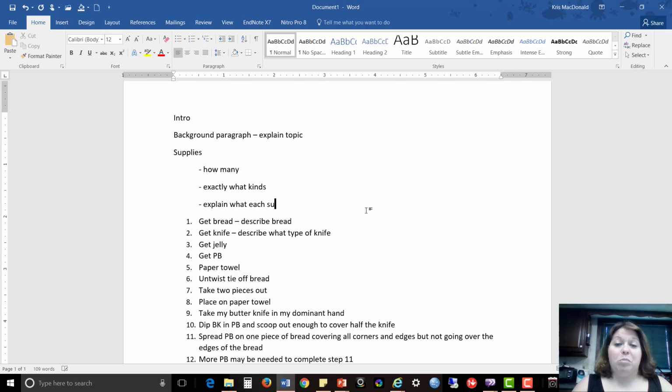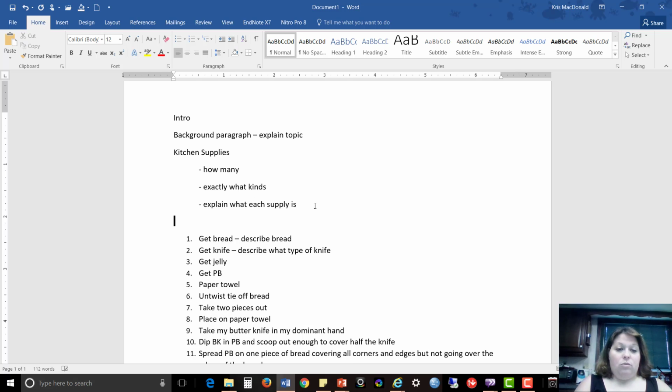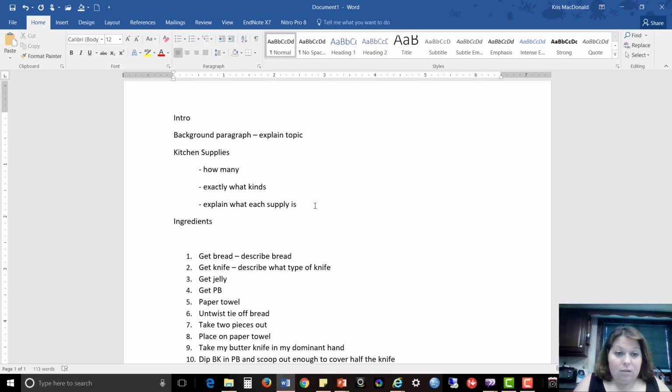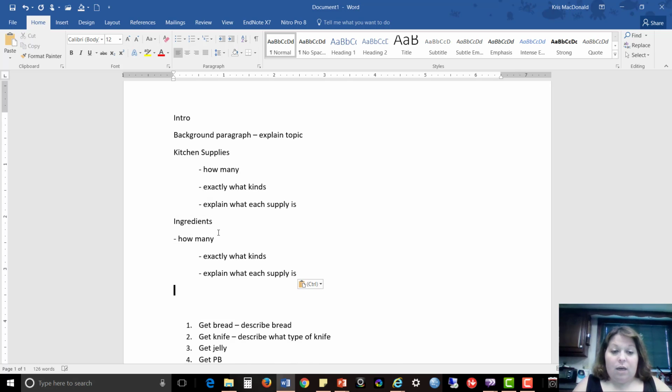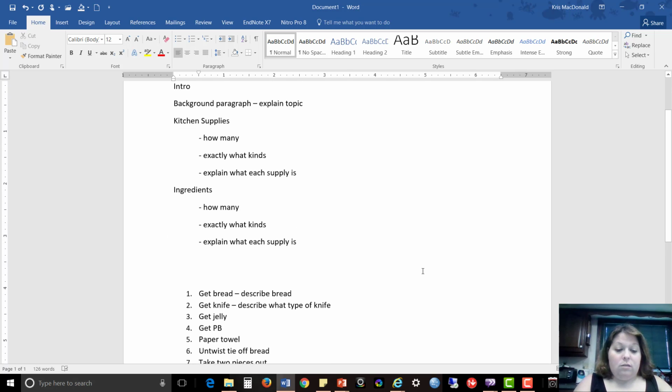You also want to explain what the supplies are. So maybe, if you're doing food, this might be kitchen supplies. And then you might do ingredients, but you're not writing it like a recipe. So you're, again, going to do the same thing like this. What ingredient specifically do I need? How many am I going to need? What kinds? And explain what the ingredient is.